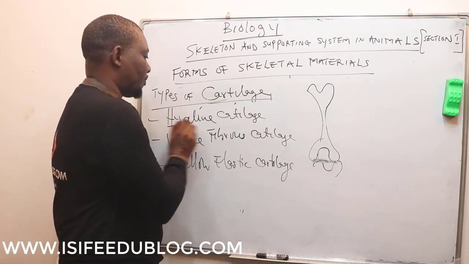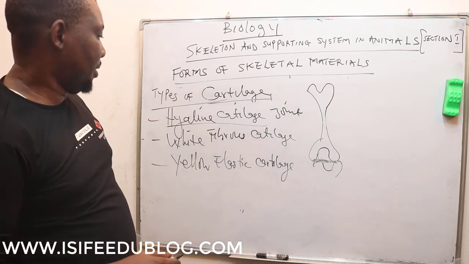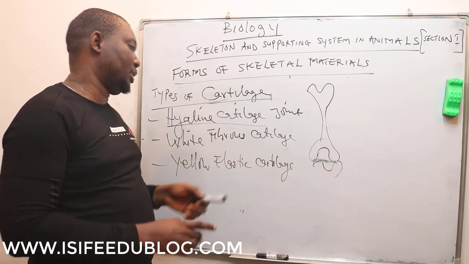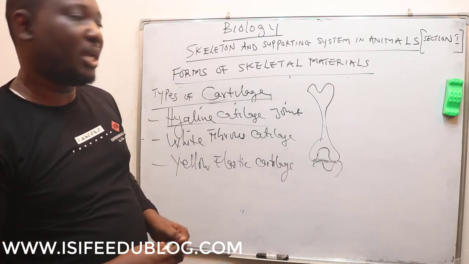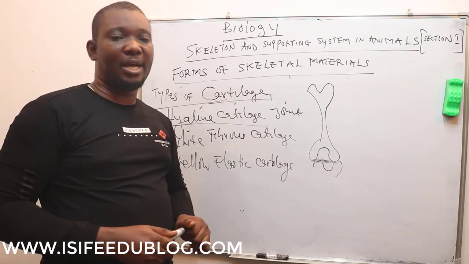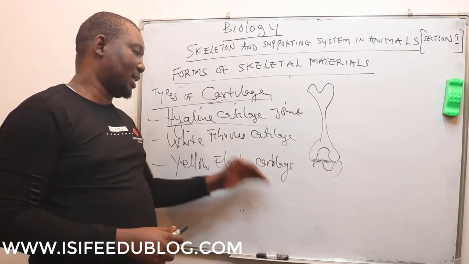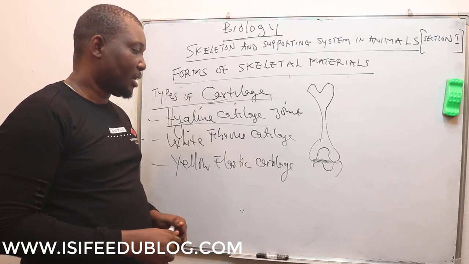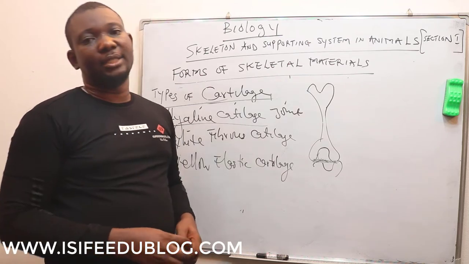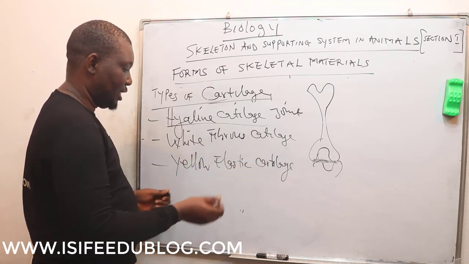So this type of cartilage is most likely found around joints or a point where two bones are meeting. And then the white fibrous cartilage, which I think I've explained in my subsequent video, is basically found at the vertebral disc, which gives protection to the spinal cord. And then the last cartilage is yellow elastic cartilage, which is found around the epiglottis, trachea, and eustachian tube. You most likely see this yellow elastic cartilage in the epiglottis.